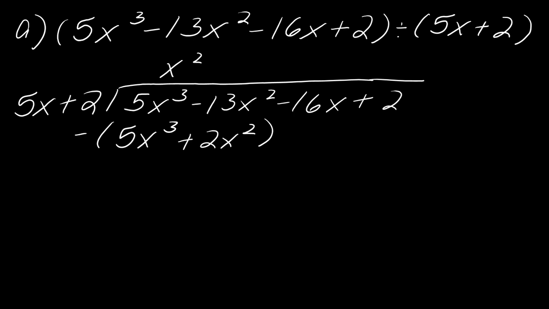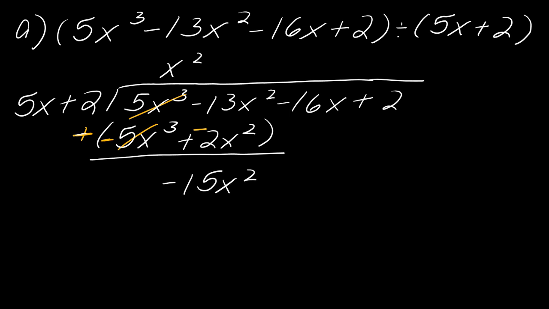Now this is of course the tricky part. I like to flip all my signs just so I can really clearly see what's happening. So I can see that the 5x cubes drop out. And then I've got negative 13x squared minus 2x squared. So this is going to be minus 15x squared. Bring the negative 16x down and let's repeat the process.